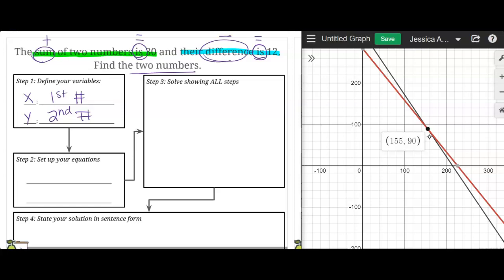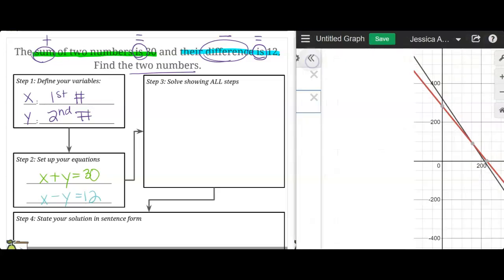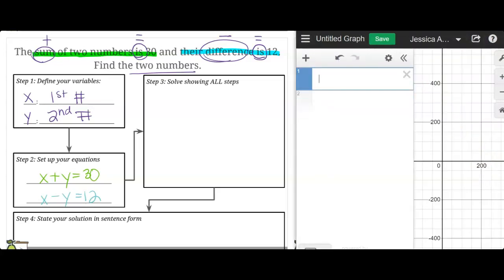When I set up my two equations, I set them up from the sentences. So the sum of two numbers is 30. So that means I need to take my two numbers and add them, x plus y, and that is 30. And then I need to subtract them. So x minus y for the difference, and that should give me 12. Then, just like before, I can type those straight into Desmos. So I'll have x plus y equals 30, and x minus y equals 12.